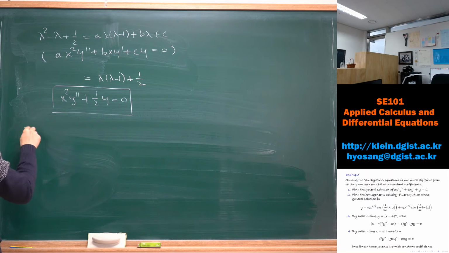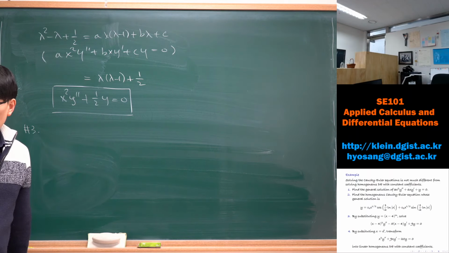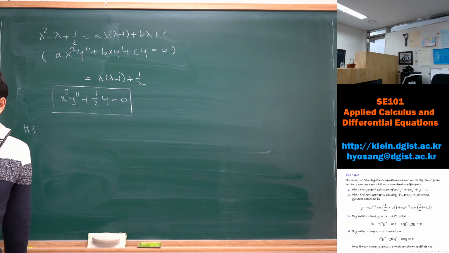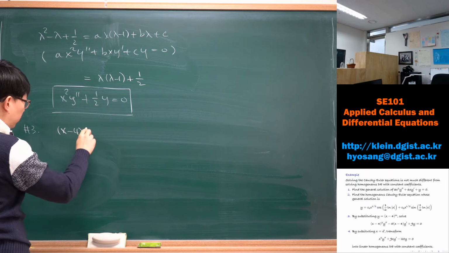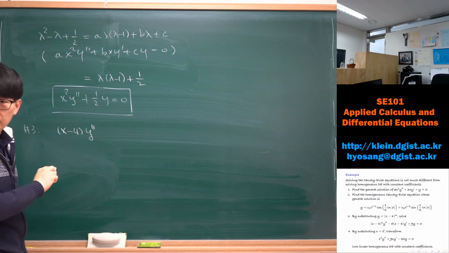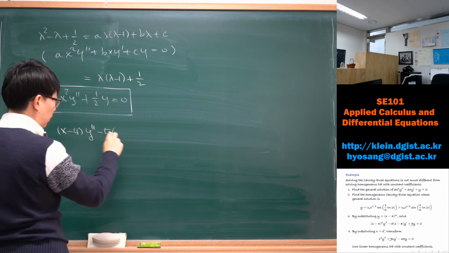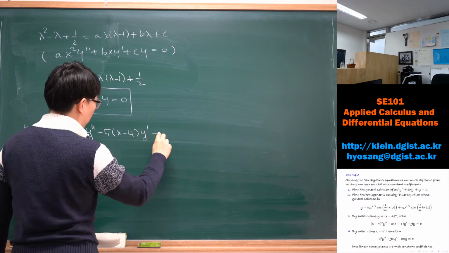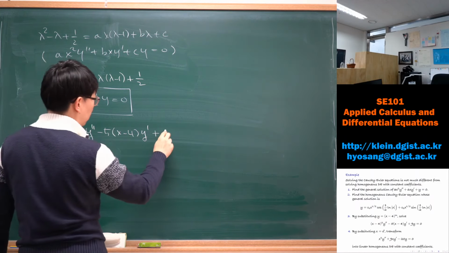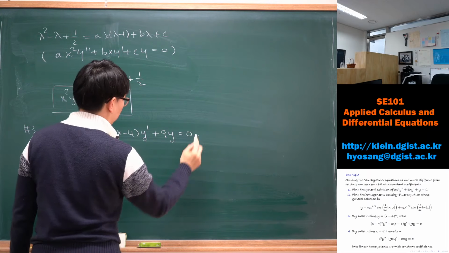So the third one is not actually a Cauchy-Euler equation, but it says if you substitute y with x minus 4 to the power of m, you can solve this equation. So basically, I have x minus 4 squared y double prime minus 5 times x minus 4 y prime plus 9y equals 0.